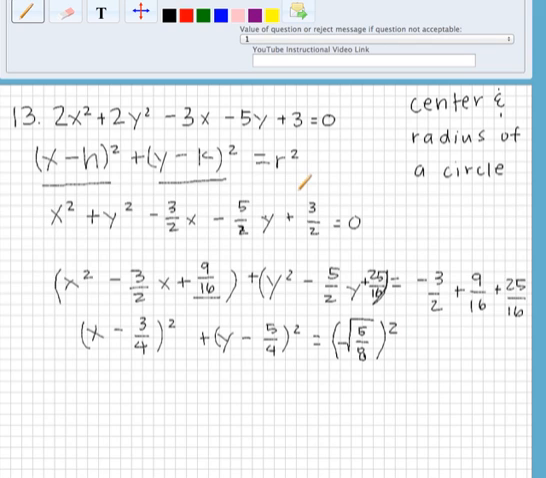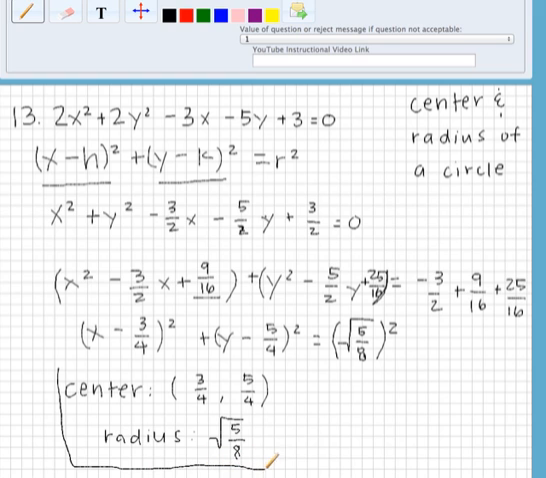So now we know that h and k make the center of the circle, which is going to be three-fourths and 5/4. And then the radius is going to be r, which is on the inside of the square. So it's going to be radical 5 over 8. And that is your final answer.